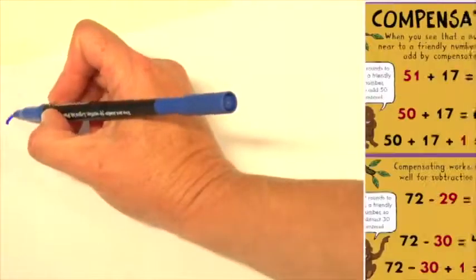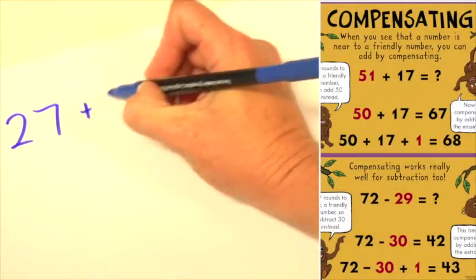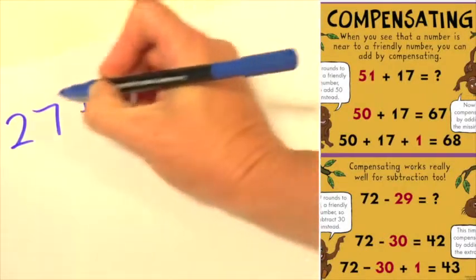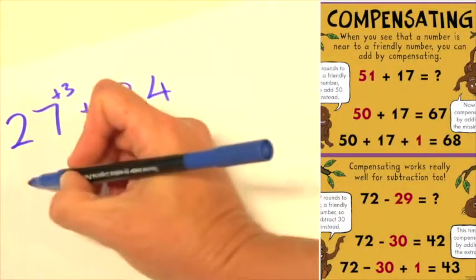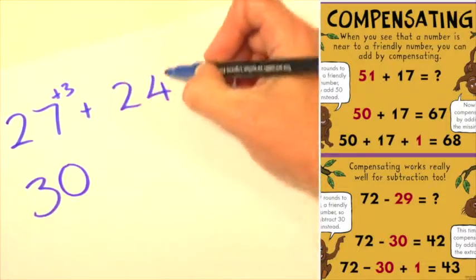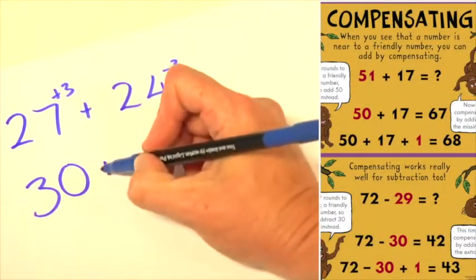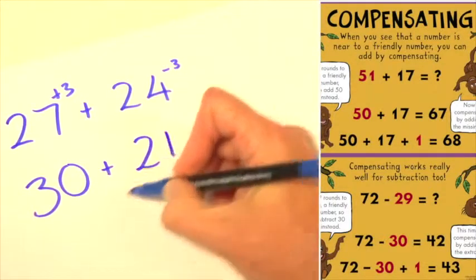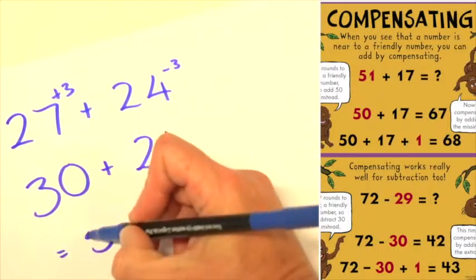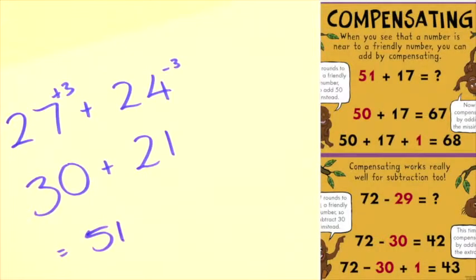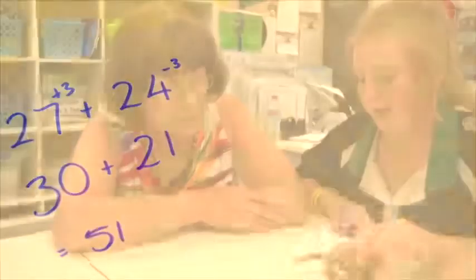Another method is called balance and compensate. So for 27 plus 24, if we add 3 onto the 27, that gives us 30, but now we need to take 3 off the 24, which leaves us with 21. 30 is a friendly number. 30 and 21 can be done in the head, and that gives us 51.